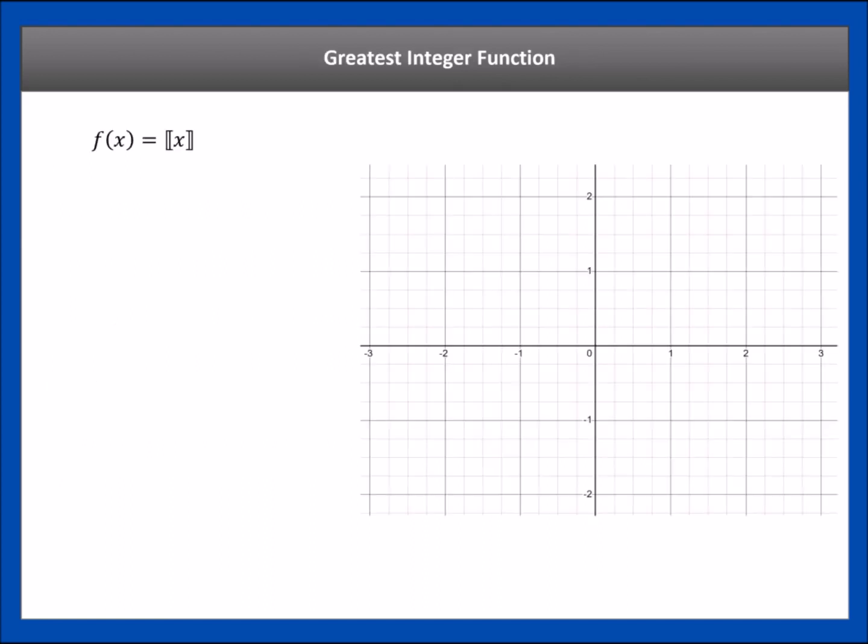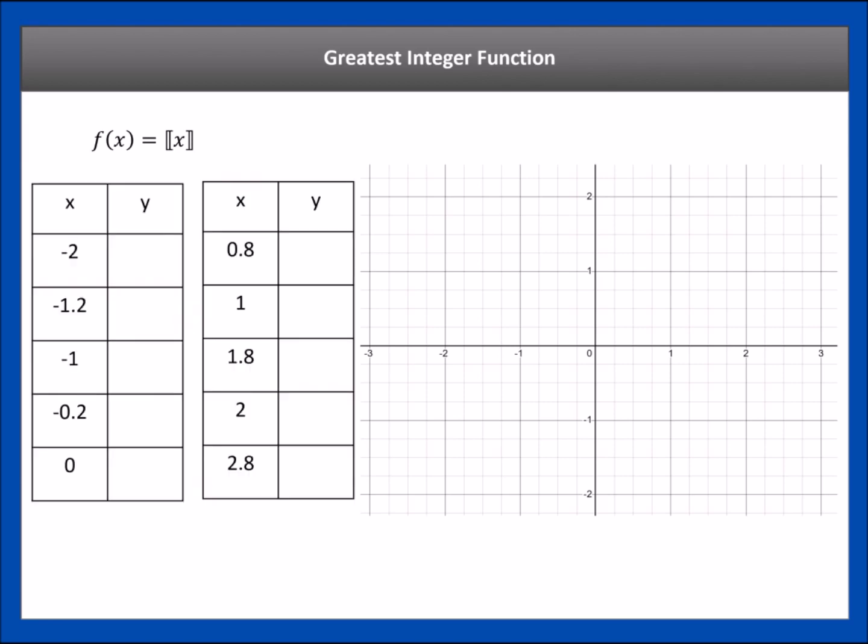All right, so we're going to focus on graphing the greatest integer function and show you what it looks like. We're going to come up with some values for x. So we have negative 2, negative 1.2, all the way to 2.8. And we're going to evaluate the step function at those values of x. If I do x equals negative 2, that's obviously going to be negative 2, since negative 2 is less than or equal to negative 2. Now, if I do negative 1.2, the value is going to be negative 2, because negative 2 is less than or equal to negative 1.2. It's got to be the greatest number that is less than or equal to the number inside the brackets.